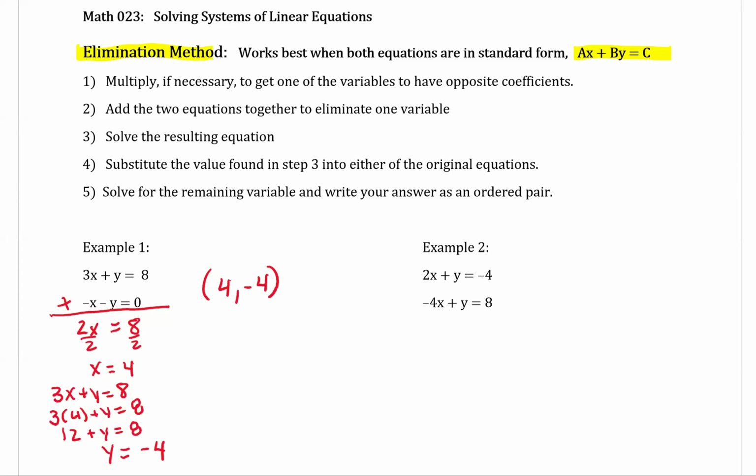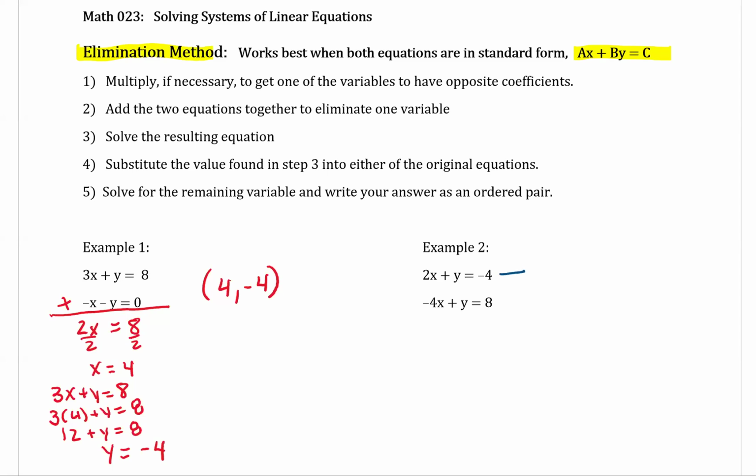Example 2. Multiply if necessary to get one of the variables to have opposite coefficients. Well, we have choices here. We have a 2x and a negative 4x. We can multiply the first equation by 2 so that we'd have 4x in the first equation and negative 4x in the second equation. We could also multiply the first equation by negative 1, so we have a negative y and a positive y. We could also multiply the second equation by a negative 1 to eliminate y. And it doesn't matter which route you choose.